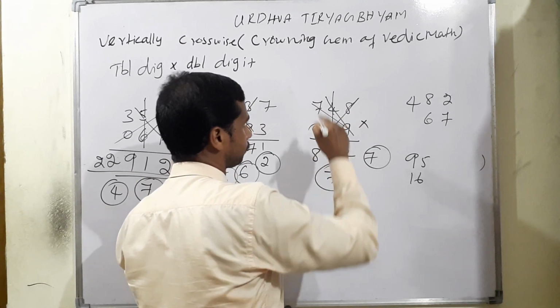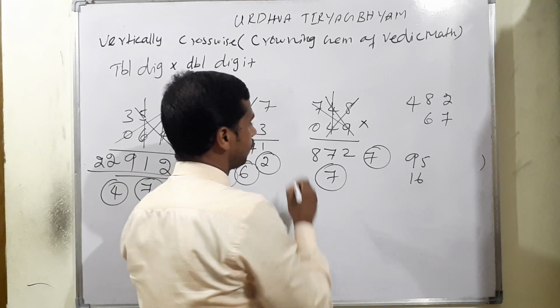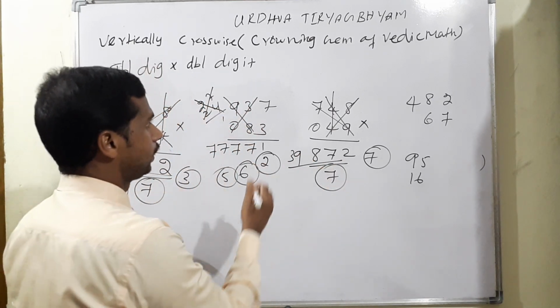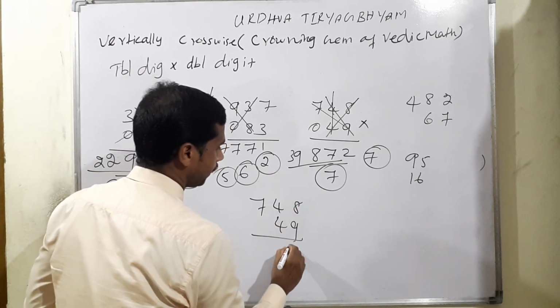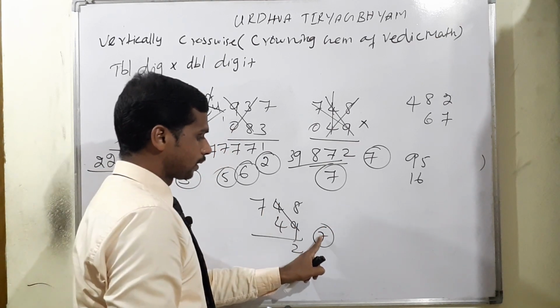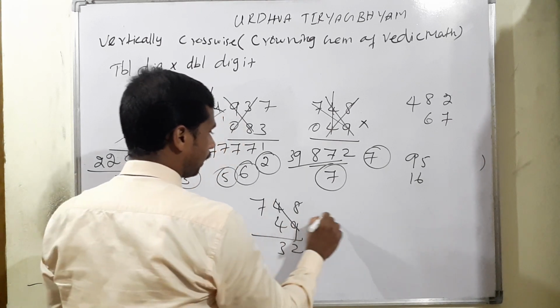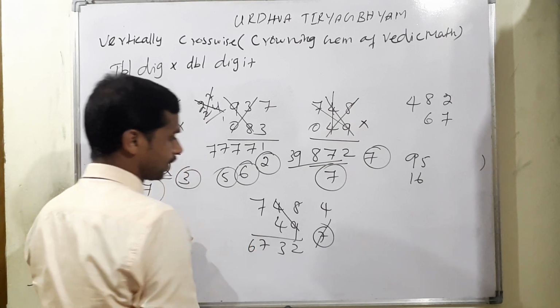Then next step. So 7 4s are 28. 28 plus 11 is equal to 39, isn't it? So listen very carefully. What is the value? 7 4 8 and 49. 9 8s are 72. 7 4 9s are 36. 36 plus 7 is equal to 43. Now again carry will be 4. 9 7s are 63. 63 plus 4 is equal to 67.